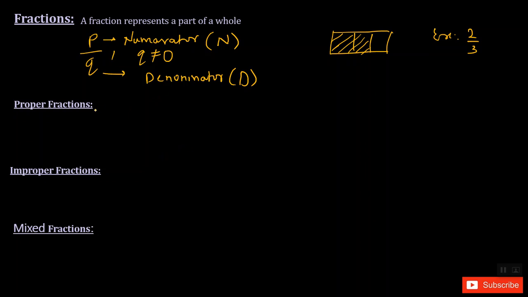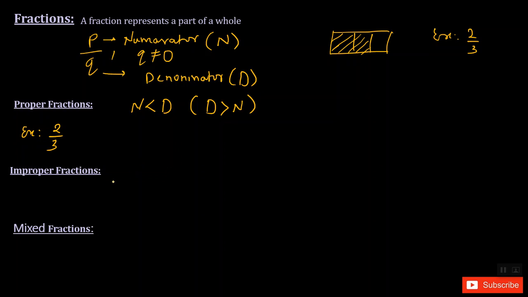The first type of fraction is the proper fraction. Which type of fractions can we call a proper fraction? A fraction whose numerator is smaller than the denominator, or I can also say a fraction whose denominator is greater than the numerator. For example, 2/3. The numerator is 2 and the denominator is 3. So this type of fraction is called a proper fraction.